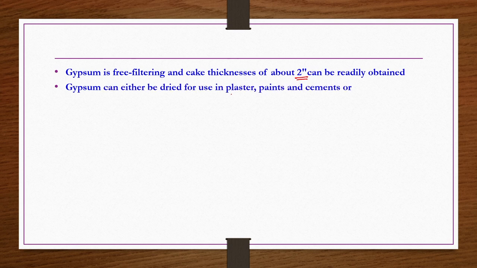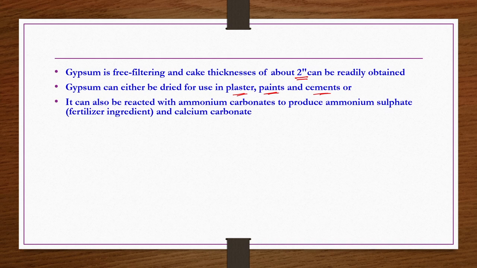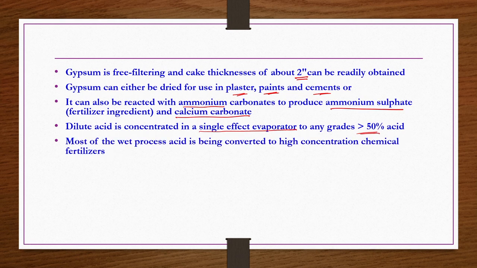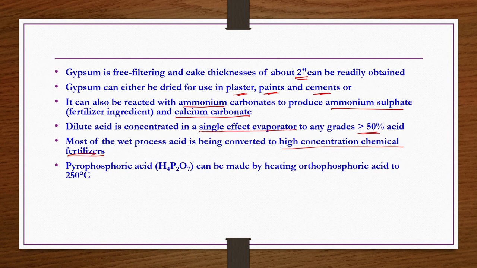Gypsum can either be dried for use in plaster, paints and cements, or it can also be reacted with ammonium carbonate to produce ammonium sulfate, which is a fertilizer, and calcium carbonate. Either way, it can be used. Dilute acid is concentrated in a single effect evaporator to grades of more than 50% acid. Most of the wet process acid is being converted to high concentration chemical fertilizers, as discussed in the flowchart.